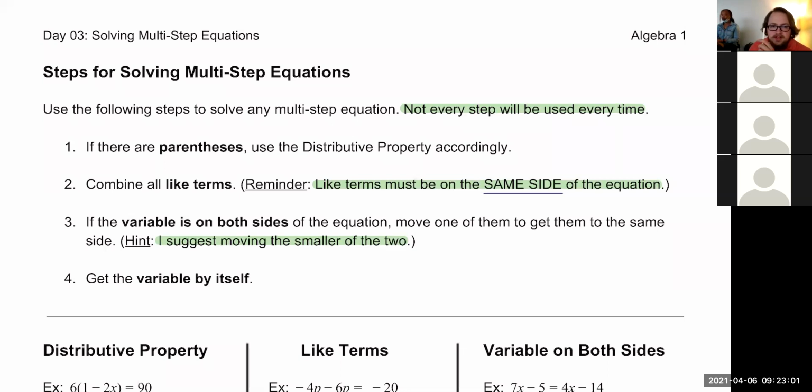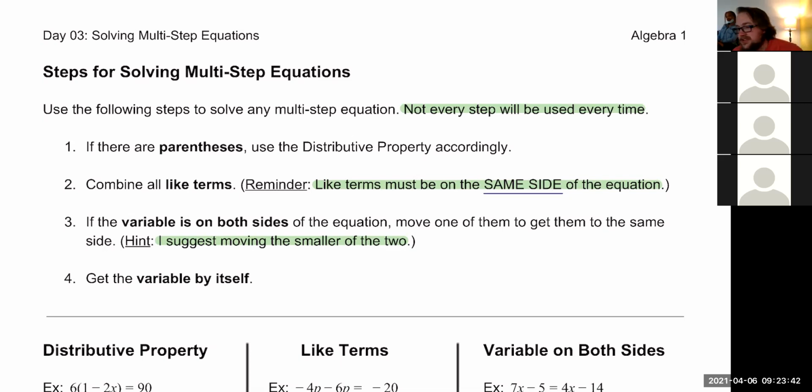So quick summary real quick. Parentheses, if there are any, we distribute. Like terms, meaning they're on the same side of the equation, we'll combine them. If the variable is still on both sides, we try to move the smaller of the two. And once we've addressed those three new things, step 4 is get that variable by itself. By the time you reach step 4, what you should end up with is either a 1 or 2 step equation. Think about it. If you did the practice yesterday, you spent a decent amount of time solving 1 and 2 step equations. So if we can get to step 4, we're going to be in our comfort zone yet again.